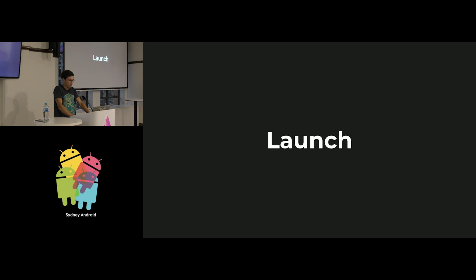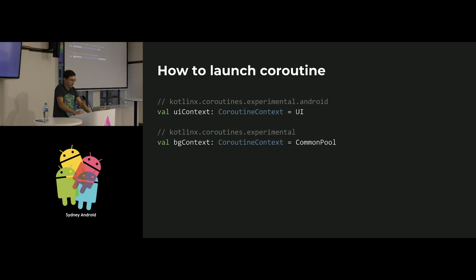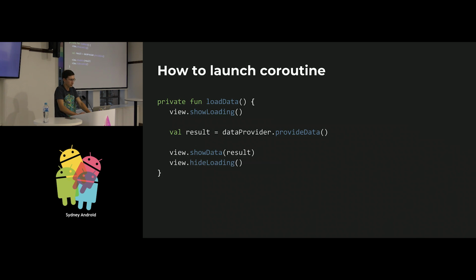Now it's time to do some coding, and let's try to launch, start some coroutines. To launch a coroutine, first of all, you need a context. I've declared here two different contexts. One is a UI context, which dispatches everything to the UI thread, and a background context, which dispatches everything into a background thread. Next, let's take a look at this method.